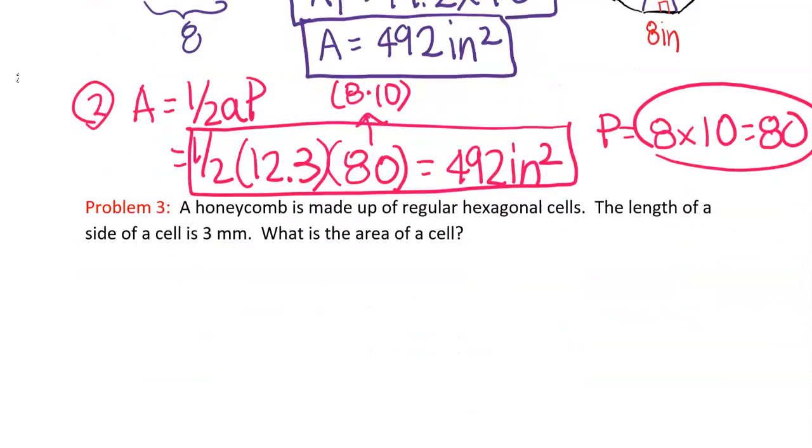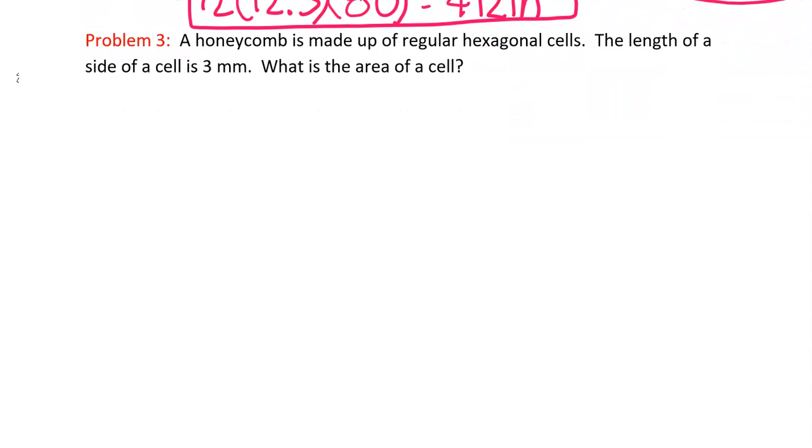So let's do one more. This one is a little bit harder because it just gives you a description. It doesn't give you a picture or anything like that. So you would have to place everything that they're talking about in the picture. So a honeycomb is made up of regular hexagonal cells. Hexagons have 6 sides. So let's do one of those. 1, 2, 3, 4, 5, and 6. Center in the middle.